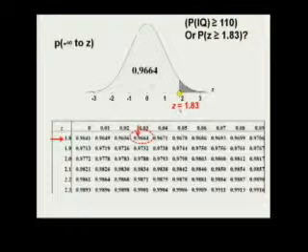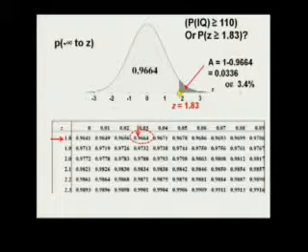Or in percentage, this is about 96.6%. So what we are talking about here is about 3.4% or 0.0336. Okay? So we have 3.4% of people that have above average or better IQ according to the parameters we have.